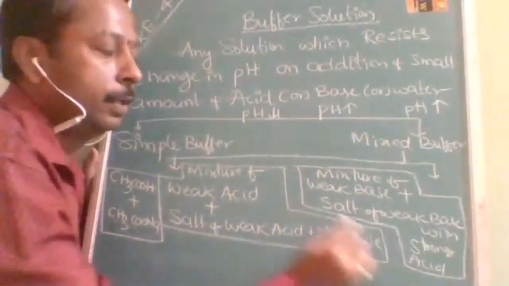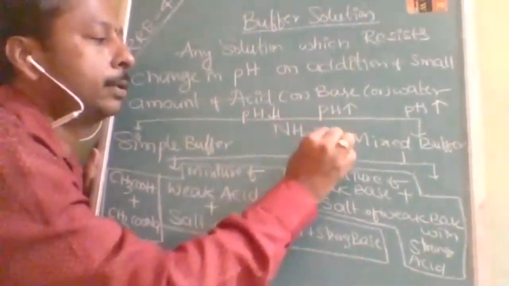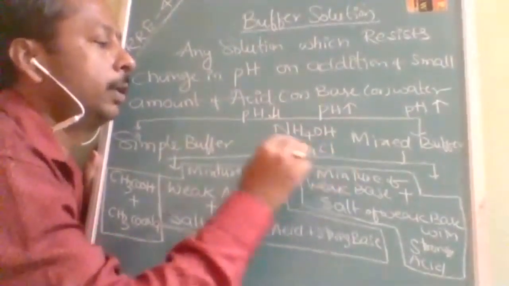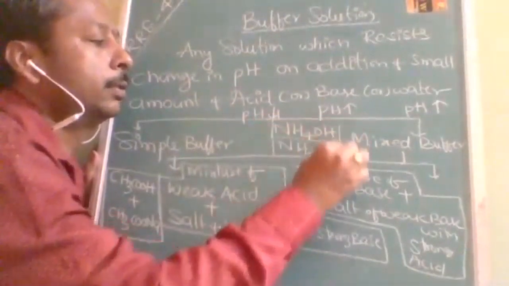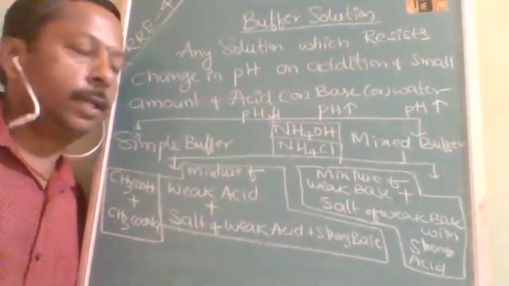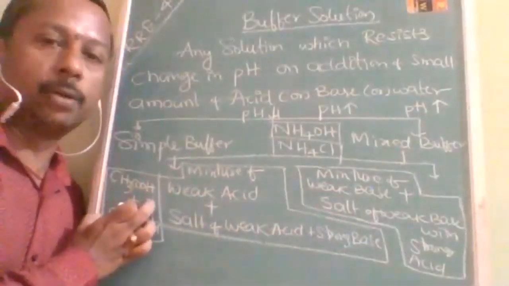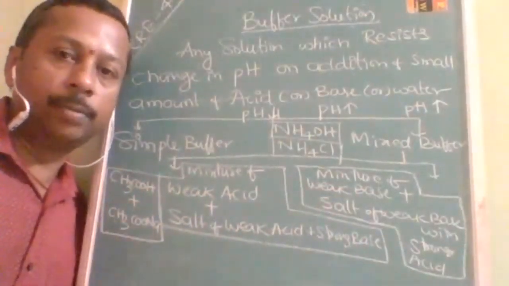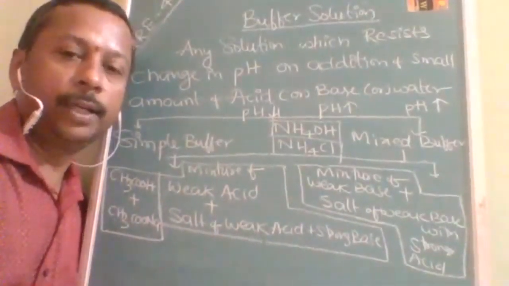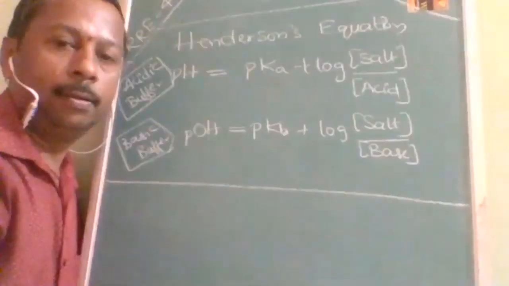Okay. Same way, for this example, let us take NH4OH, a weak base. Okay. And when you add it with the salt NH4Cl, this mixture is called a mixture of weak base and salt of weak base with strong acid. This complete one is called a mixed basic buffer. This complete one is called a mixed acidic buffer. Acidic buffer and basic buffer are examples of mixed buffer. Okay. How to find out the formula for this? I am going to tell you. Okay. Maintain josh. Okay.